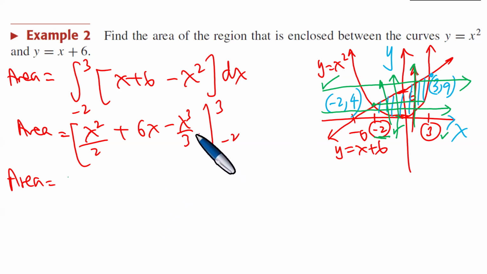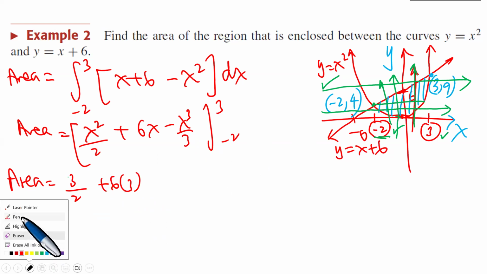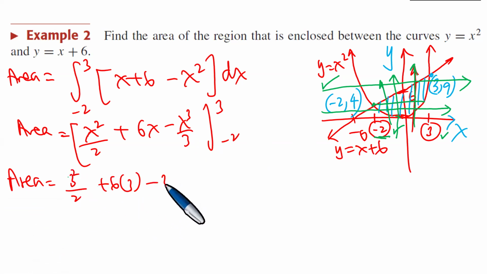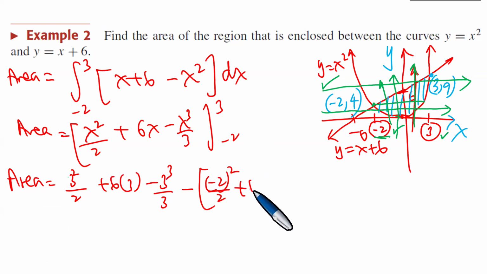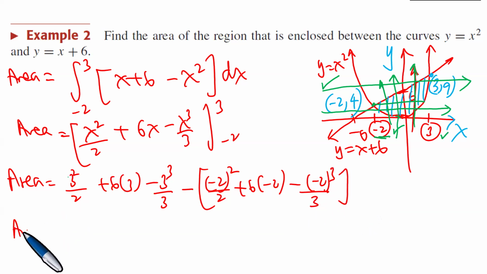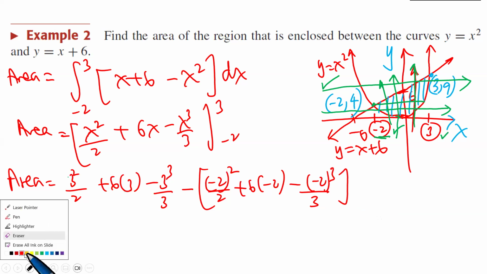Okay, right. So now the upper limit is 3 and the lower limit is -2. So you're going to have 3 squared over 2, 6 times 3, and then minus 3 cubed over 3. Then you plug in -2 here. You have -2 squared over 2, then you have 6 times -2, and then you have -2 cubed over 3, like this. And therefore, you can find the area.